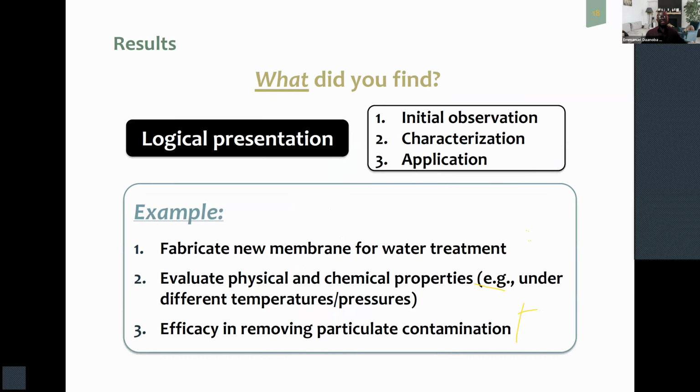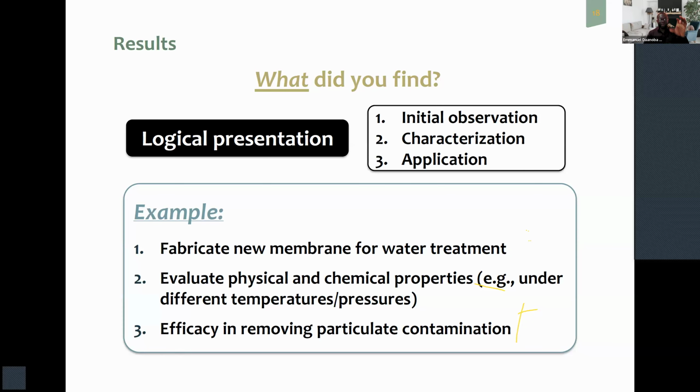Then the results, what did you find? This is where, as I told you, there should be logical presentation in thematic headings: initial observation, characterization, application. That is how the flow of your results should be. Initial observation. So in your first method, you should have had maybe field studies. That is initial observation. Then laboratory analysis, characterization, because laboratory analysis will give you what you are looking for. Then the interpretation thereof, that is application. All right, the statistical analysis you would have done, data analysis, application.